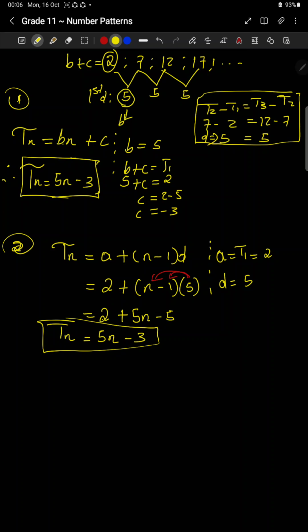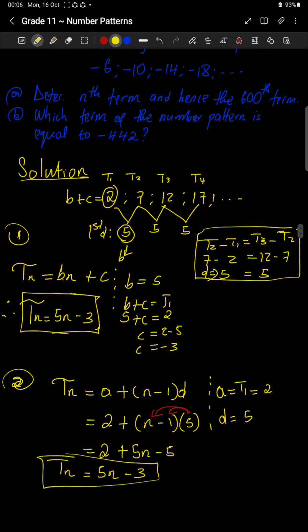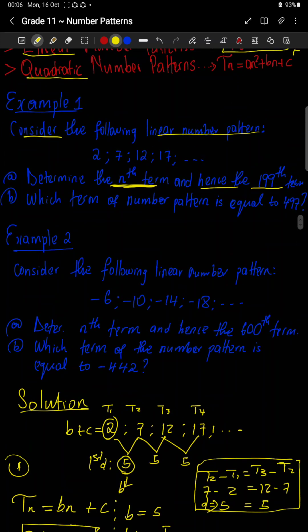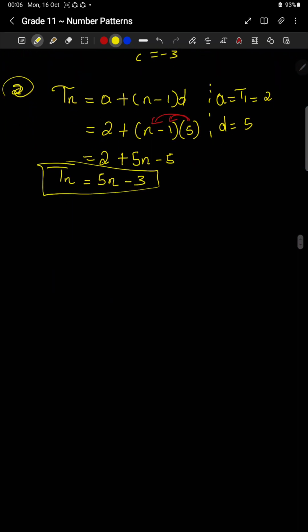So any of the two, as long as you are comfortable with the first one or the second one, no problem. Now let's look at the same question, but this part that says hence determine the 199th term. So now what do we do? We're going to use this formula over here, this equation. In the place of n, we're going to put 199.